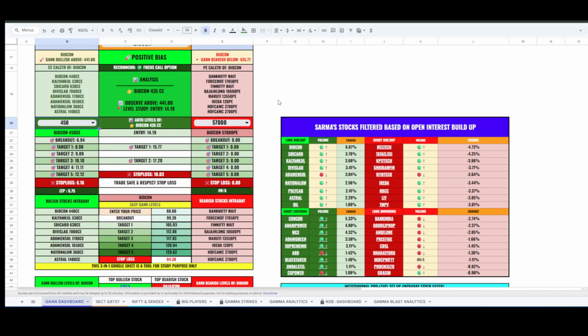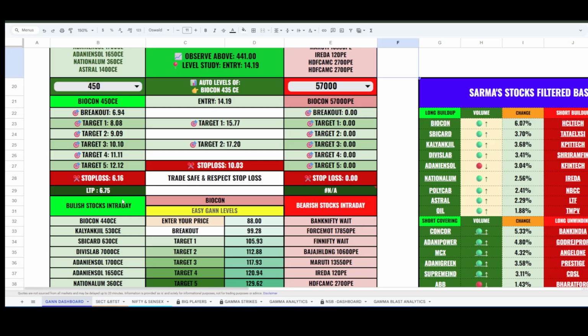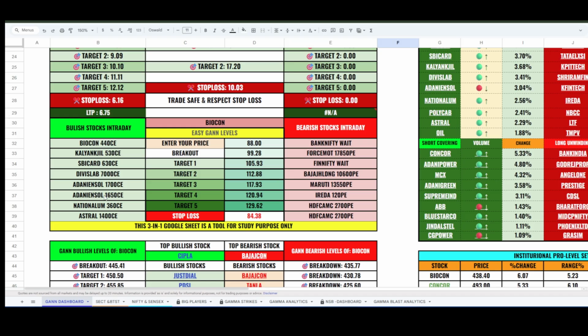If you want to trade in 450, it lets you know where to buy and where the breakout is, and all these details are given here. You can see I'm just enlarging this for your convenience. You can see all the details like target, stop loss, LTP, everything is given. So 6 to 7 strongly bullish stocks are given here. Bearish stocks are given here, with the strike price.